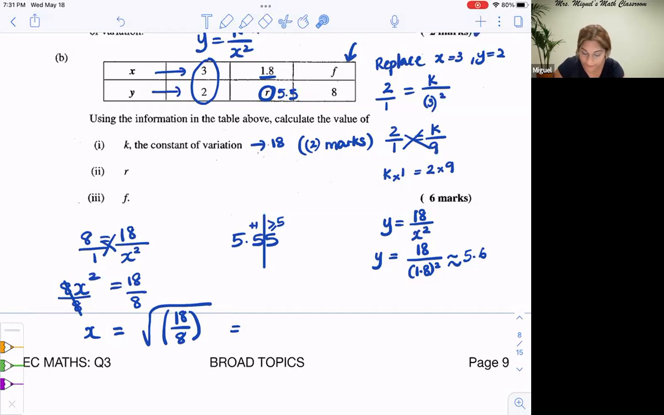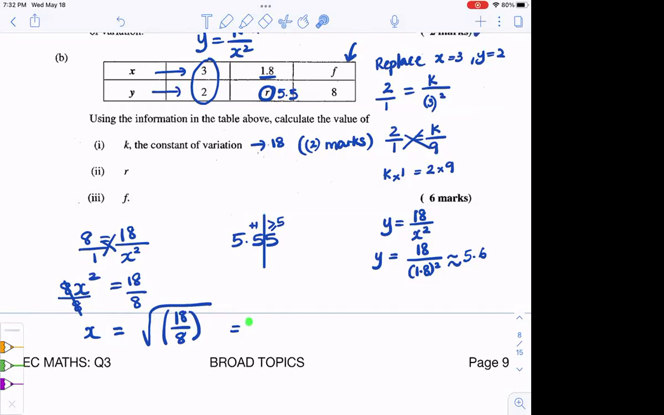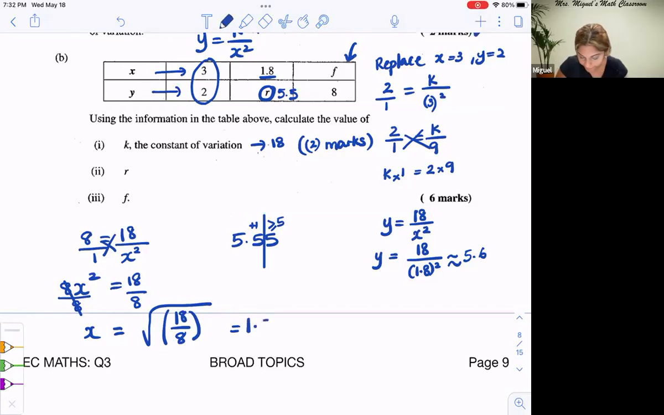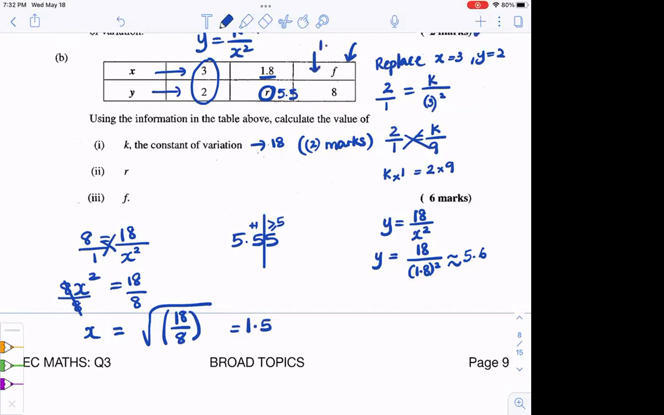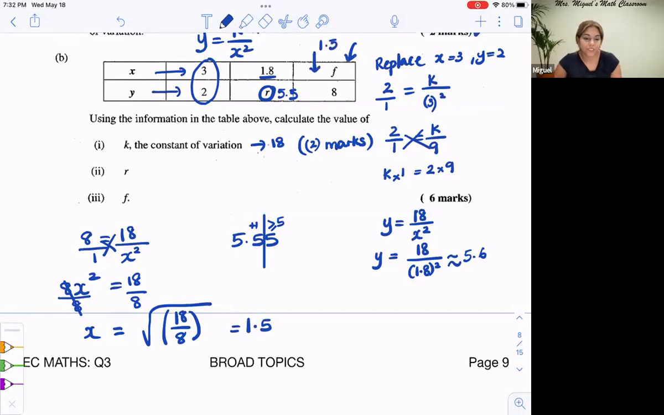All right. What's the answer? x is equal to how much? The square root, open bracket, 18 divided by 8, close bracket. What's the answer? 1.5. Did anybody else get that? Yes, miss. All right. So we have finished variation.